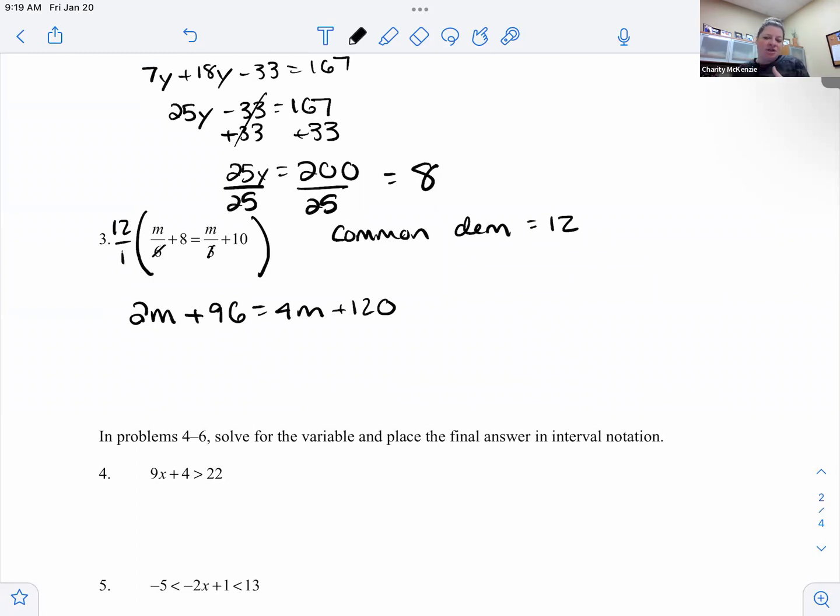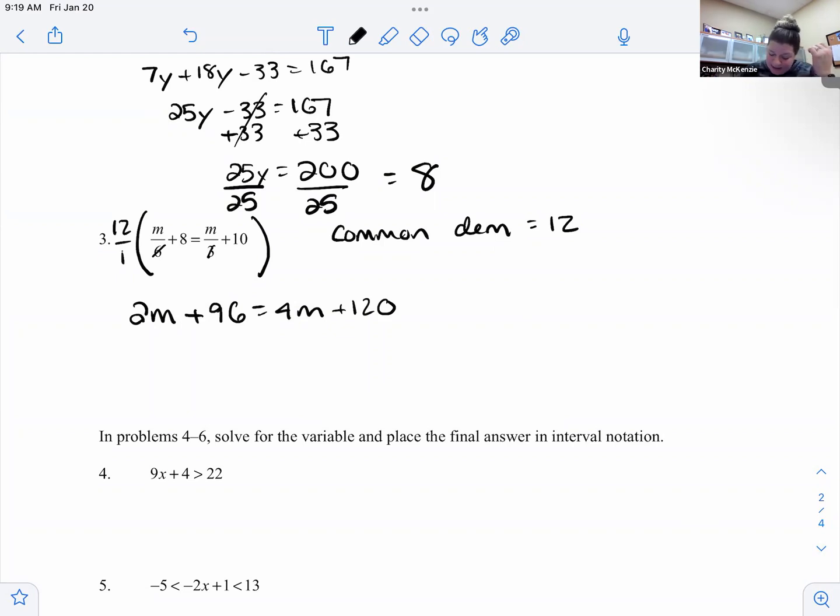And then 10 times 12 is 120. So this equation is just a scalar of the other one. So they have the same solution, but man, this one looks way easier to solve than the one with the fractions. Now, if you're good with fractions, then you can solve it with fractions. But a lot of people just aren't. So this is a great trick.